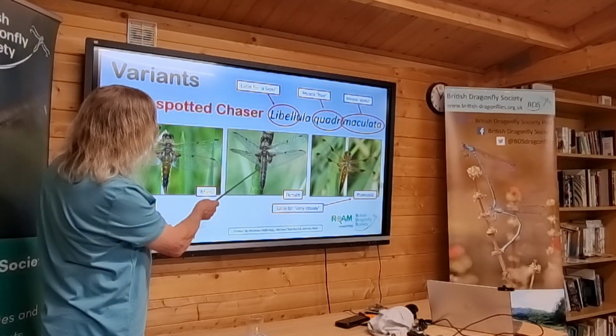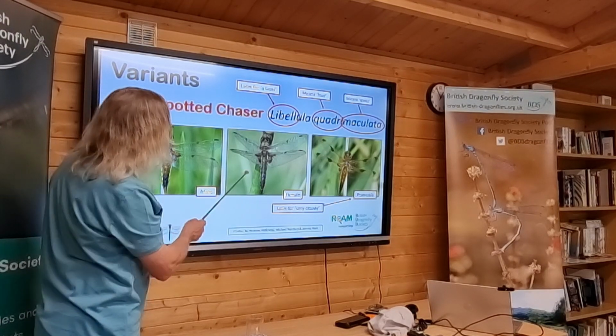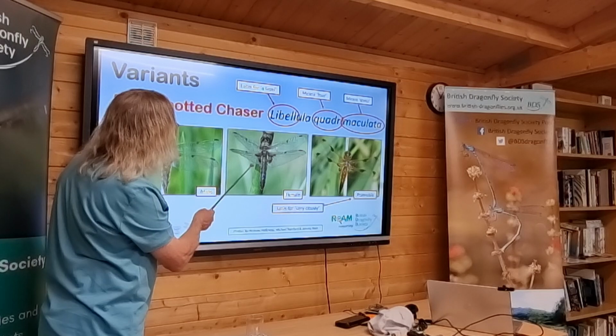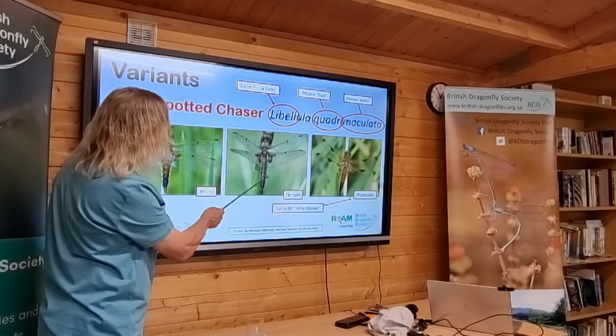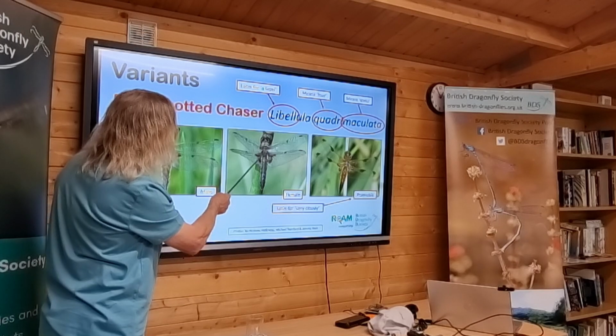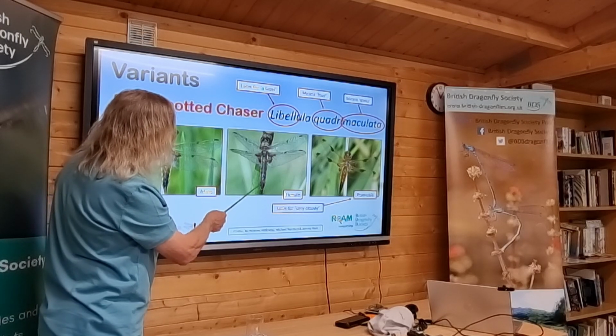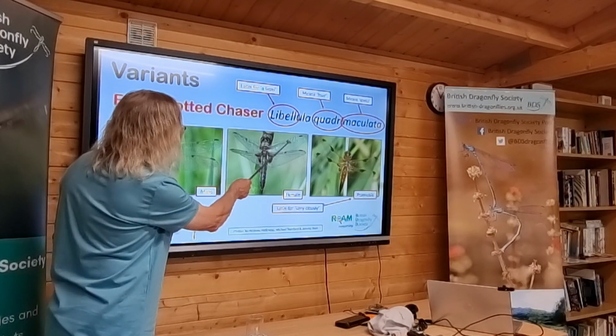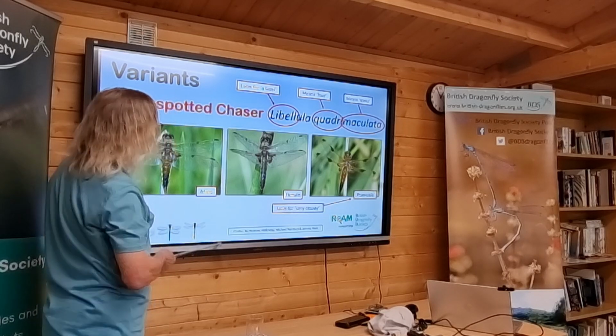The female ones, this is an elderly female. You can tell that she's got a bit of a broken wing here. So she's very dark, very dark. And you can see on this one how dark she's actually becoming there. But she's still got the 4 spots, so you can tell it's a 4-spotted.